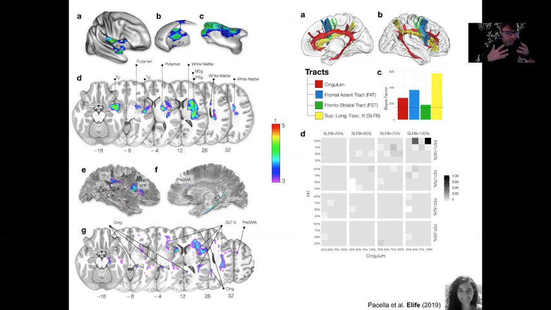So anosognosia for hemiplegia is not coming from a single brain region. It is not coming from a single tract. It is coming from a 3-part disconnection of different systems. You have a system that is related to the update of beliefs about your body, which will be related to the mirror neuron system and the ventral frontoparietal network.